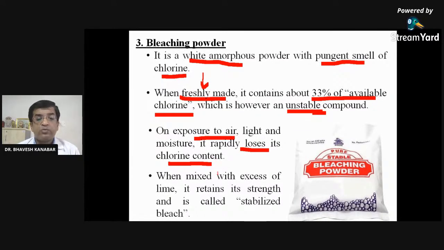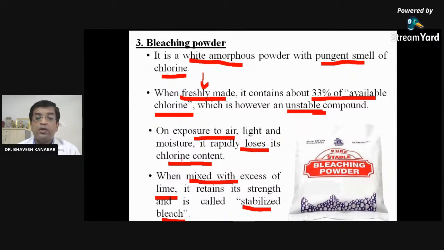Now remember, I'm going to describe another term, that is stabilized bleach. That is also frequently asked in your MCQ as well as in your Viva. Whenever bleaching powder is mixed with excess of lime, it retains its strength and it is called stabilized bleach.